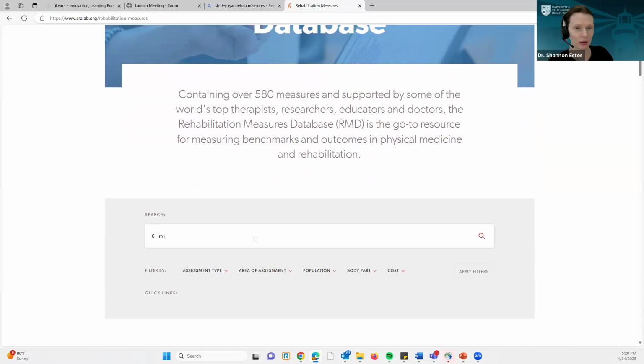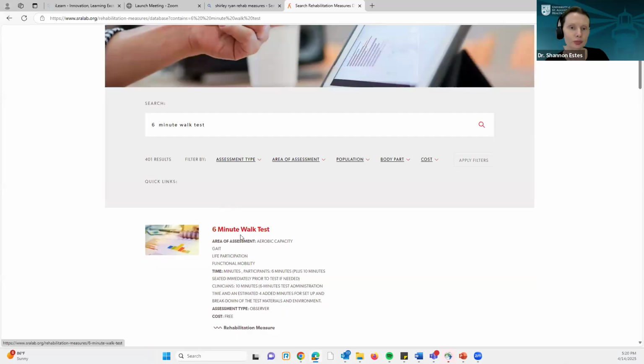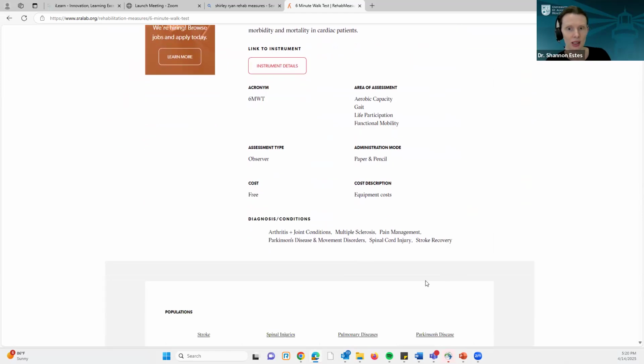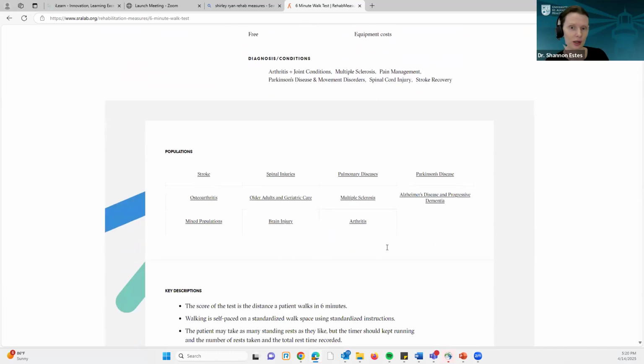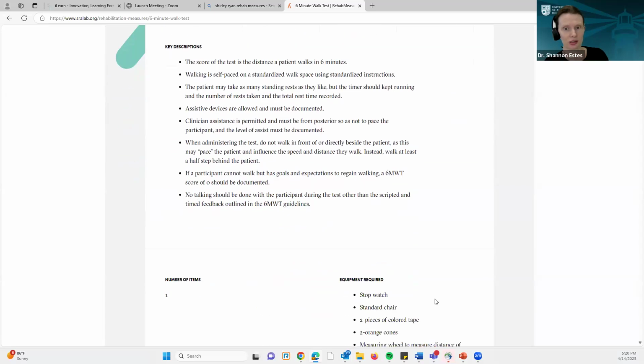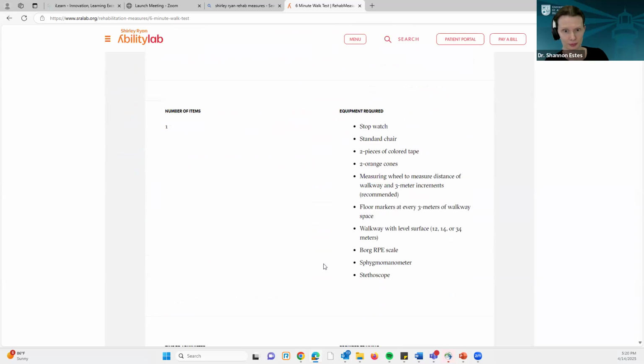You type in walk test. I'm just going to use 6-minute walk test as an example. I'm going to click on it. The really nice thing about this is it gives an instrument link so it can tell you exactly how to administer it. It's going to show you the diagnoses that it has been studied and validated in. So it's going to provide you the psychometric information that has been obtained for this measure specifically. So I'm going to scroll down. Here are the diagnoses. Here's the descriptions, the instructions, the equipment I need.